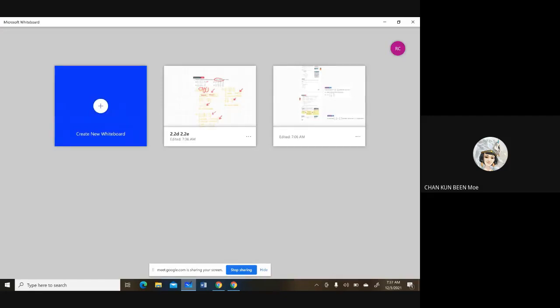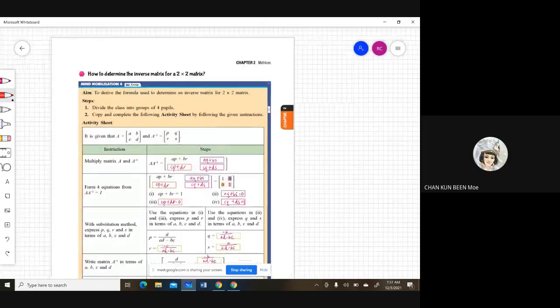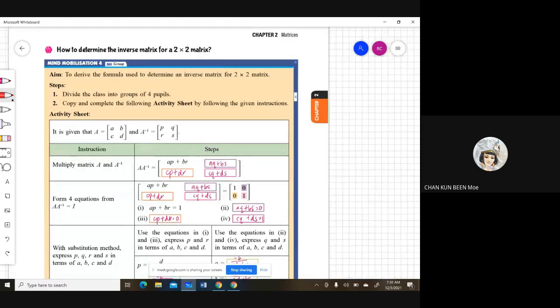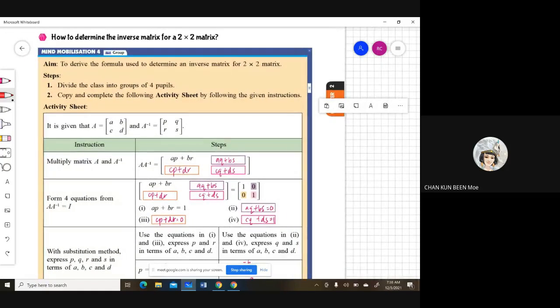So previously, you learned about the identity matrix and also how to find out whether it's an inverse matrix or not. If it is an inverse matrix, then you have the result or the product as an identity matrix. Okay, so today what you are going to learn is you are going to find out what is the scalar of the inverse matrix and also find the determinant. Okay, so from here, this activity, the mind mobilization 4 here, I show it to you some of the answer already. This is to determine the inverse matrix of a 2x2 matrix.